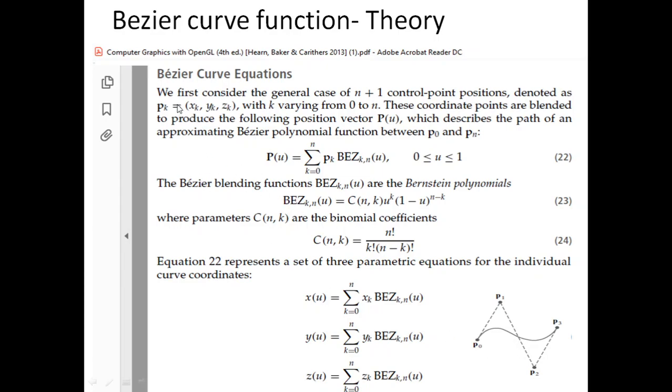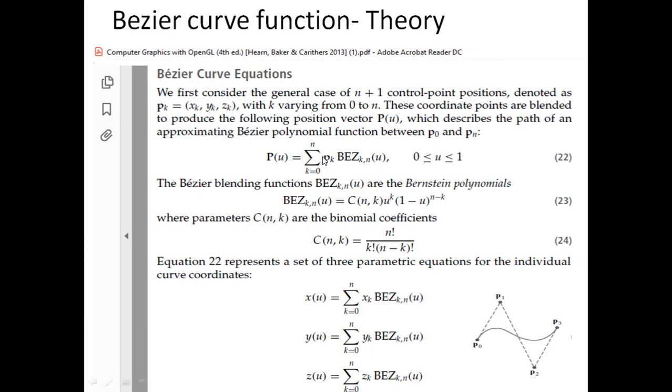Now you see, we first consider the general case of n plus 1 control point positions. N plus 1, here actually we have 4 control points denoted as pk. So how many points are we using? 20 points we are using. K is varying from 0 to n, so ours is 0 to 20. These coordinate points are blended. So we are using a blending function, the Bezier blending function, along with our point P. You can see the formula 22. Blended to produce the following position vector P of u.